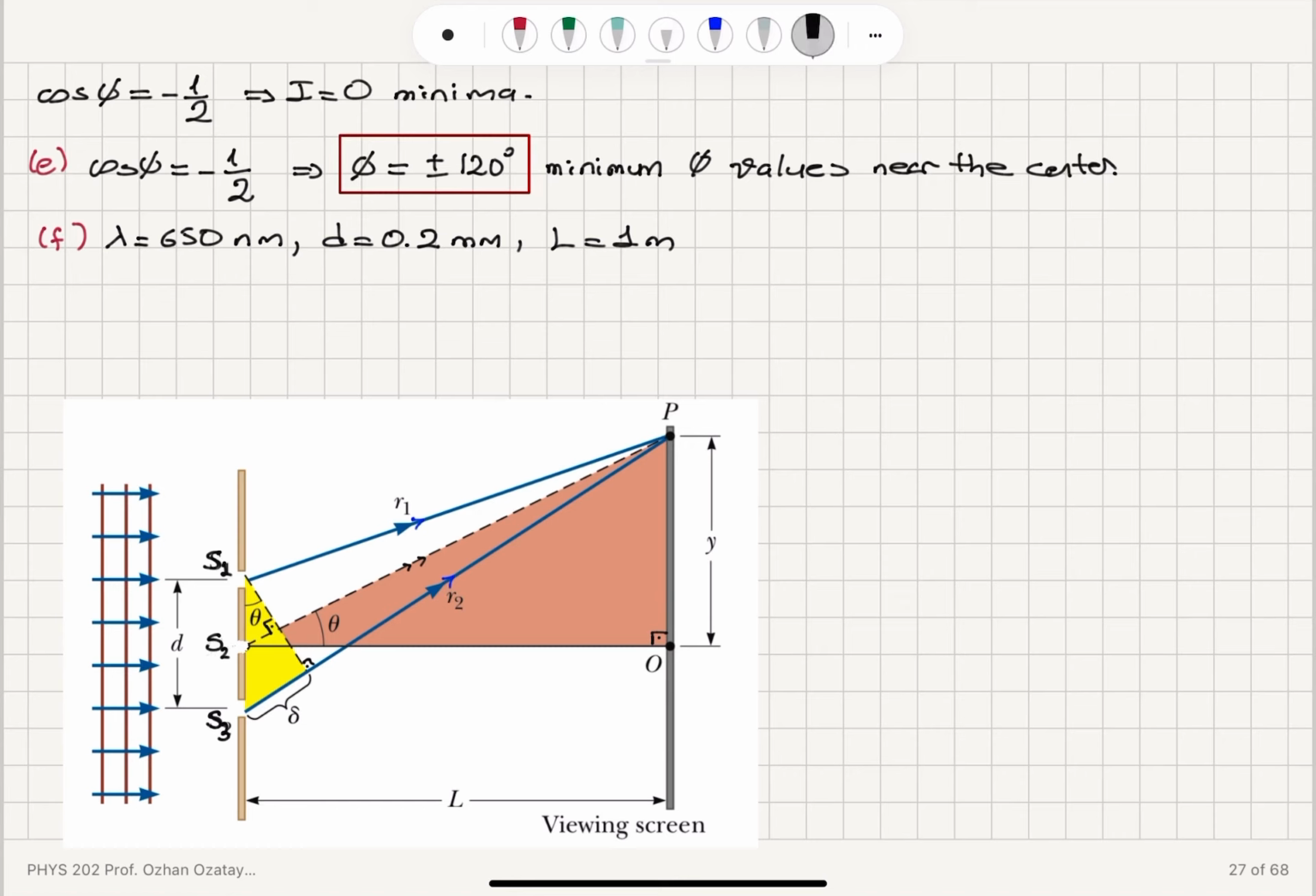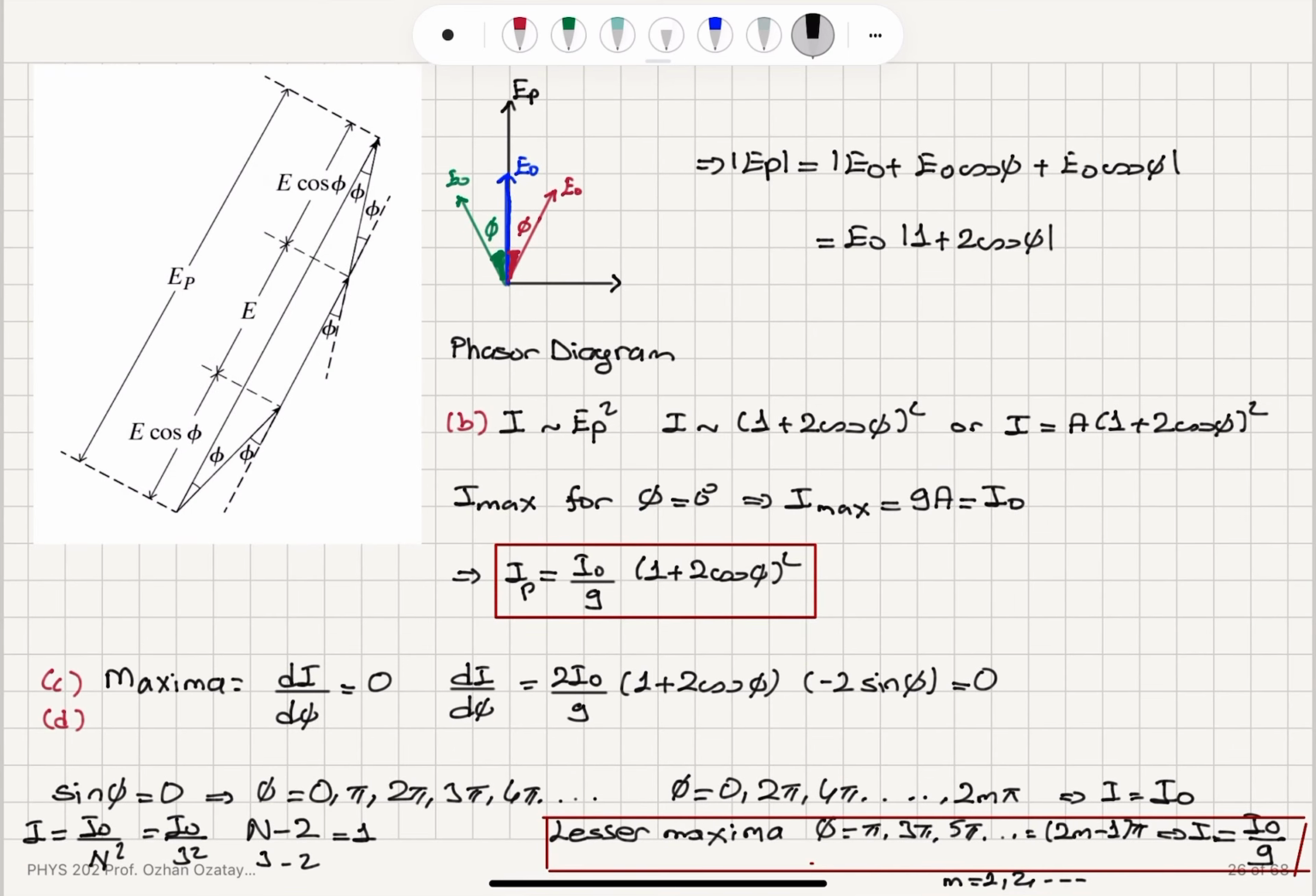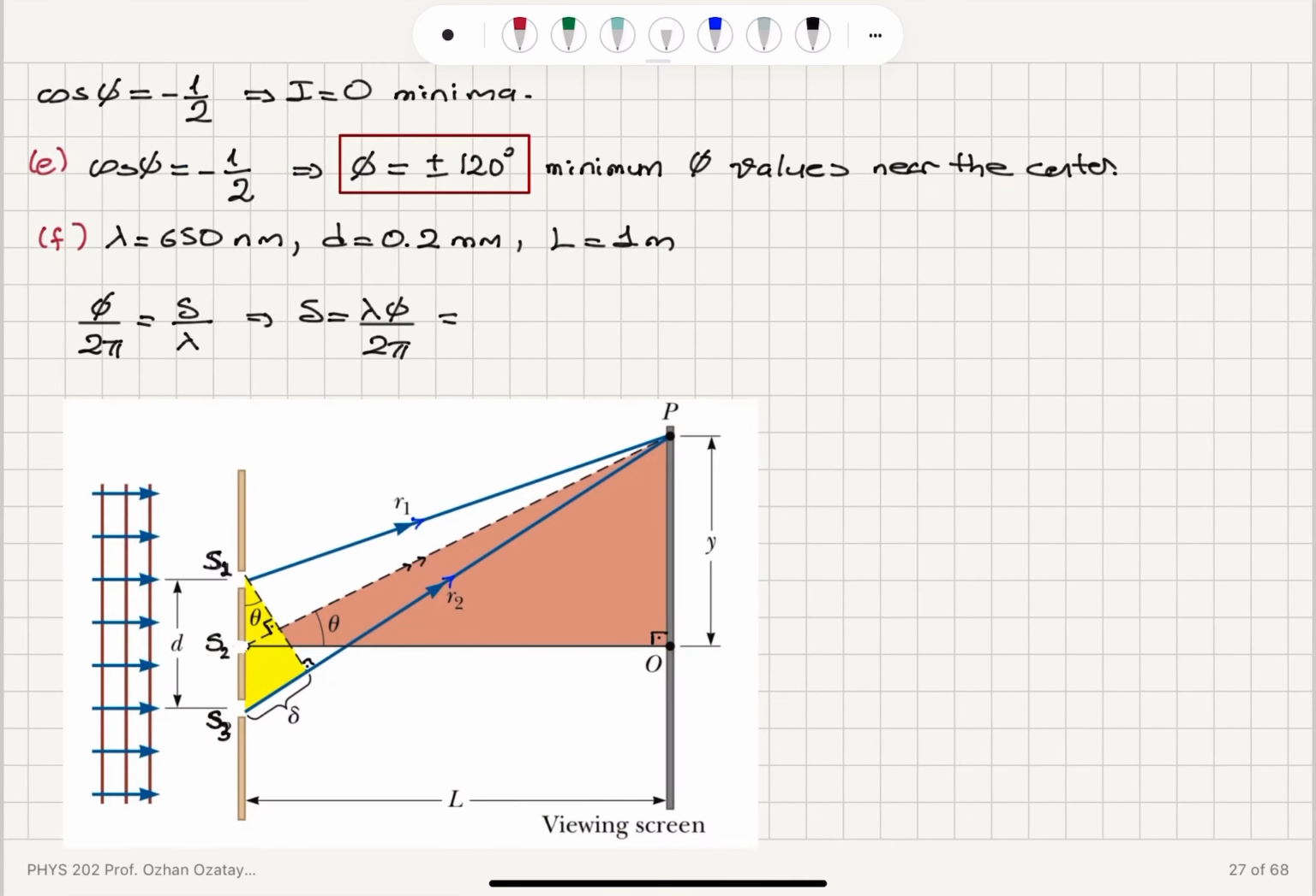Now the phase lag or phase lead divided by 2 pi is equal to path difference divided by lambda. So we have path difference equal to lambda phi divided by 2 pi. And when do we obtain the first lesser maximum? When phi is equal to pi. So we substitute pi here, lambda pi divided by 2 pi gives us lambda over 2. So a path difference of lambda over 2, which makes perfect sense.